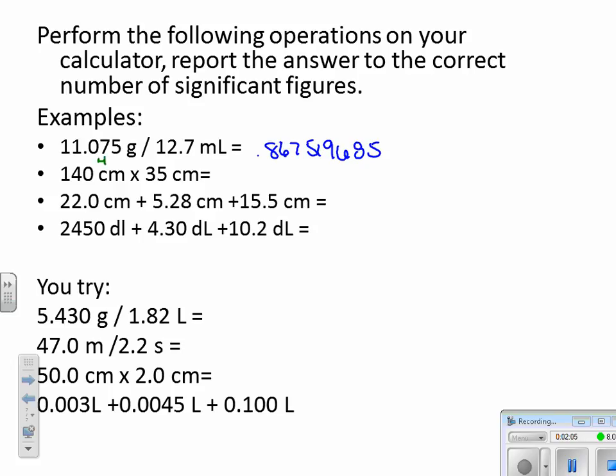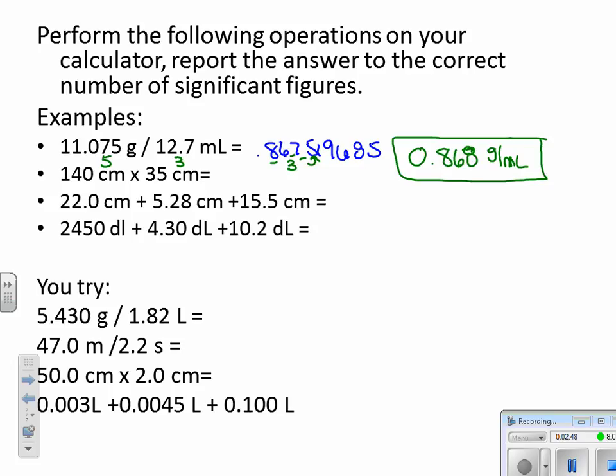With the 0 being captive, that first measurement of mass has 5 significant digits. Our measurement of volume, 12.7, has 3 significant digits, which means our answer must have 3 significant digits, and here's where we're going to round it. We're going to keep the 8, we're going to keep the 6, and the 7 is going to round up to an 8 because of the 5 that is directly to the right of it. So the correct answer is 0.868, and don't forget the unit, grams per milliliter, which is a unit of density.